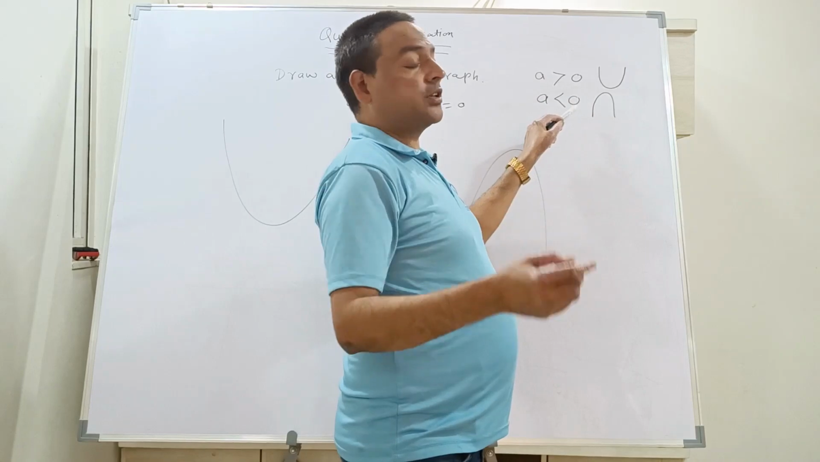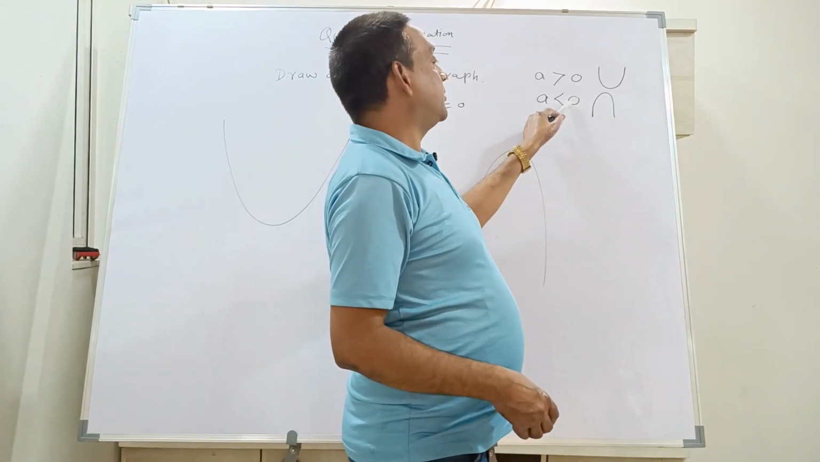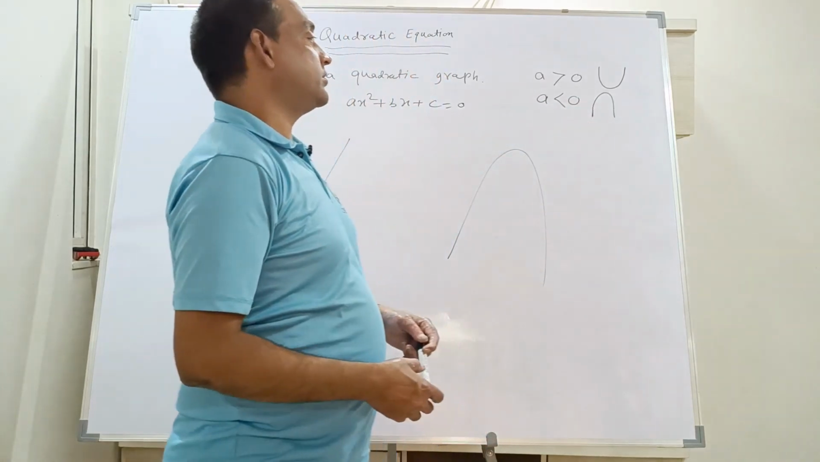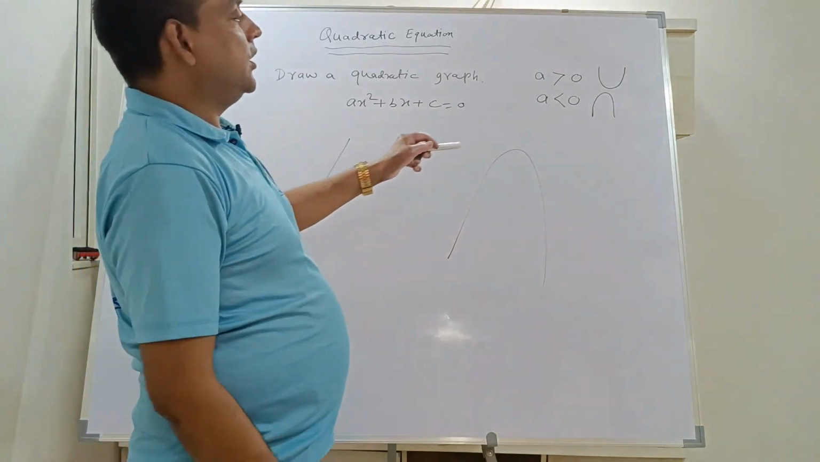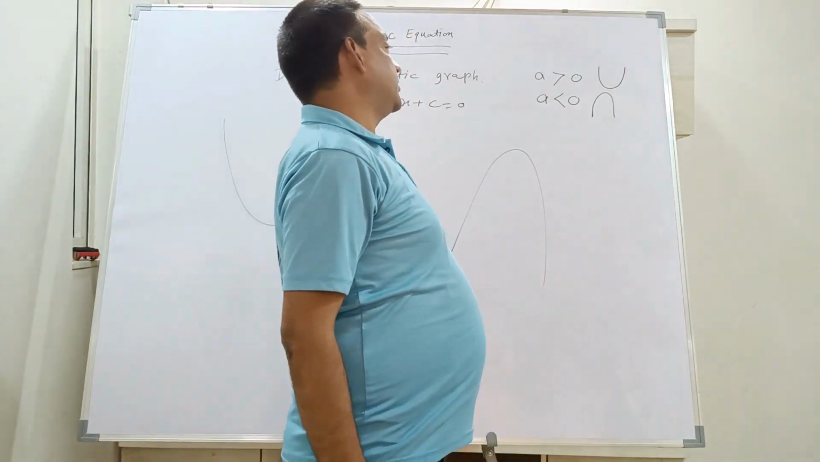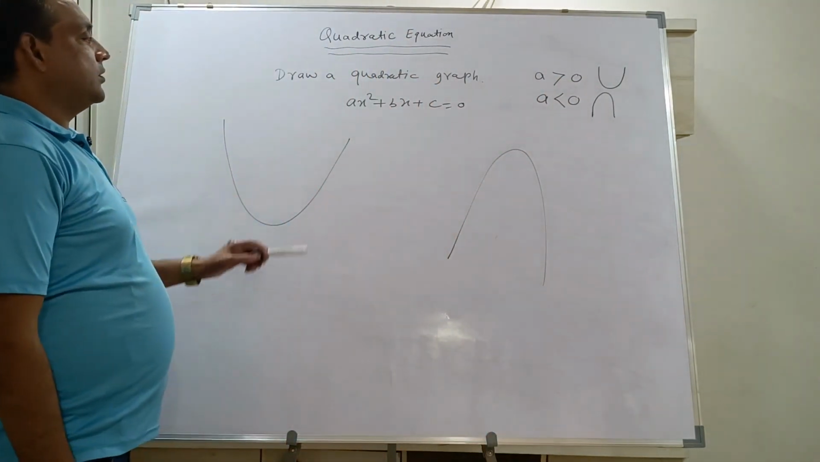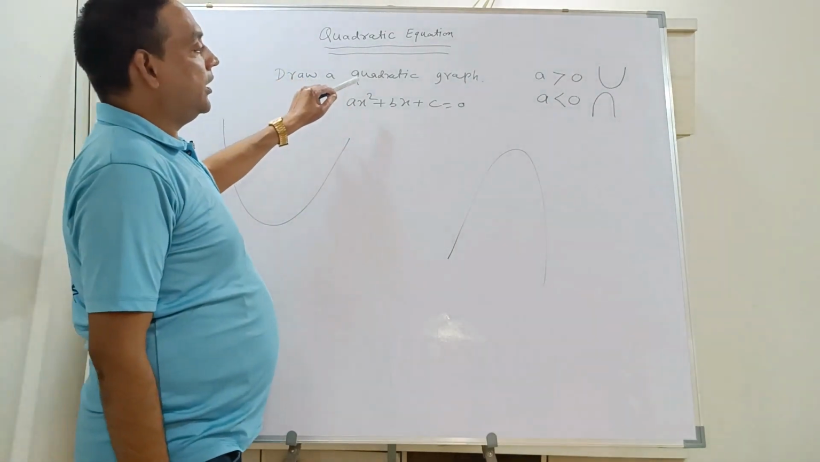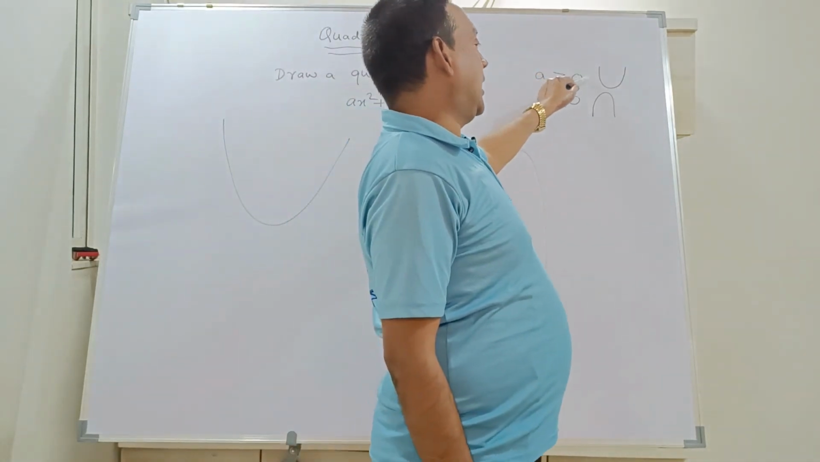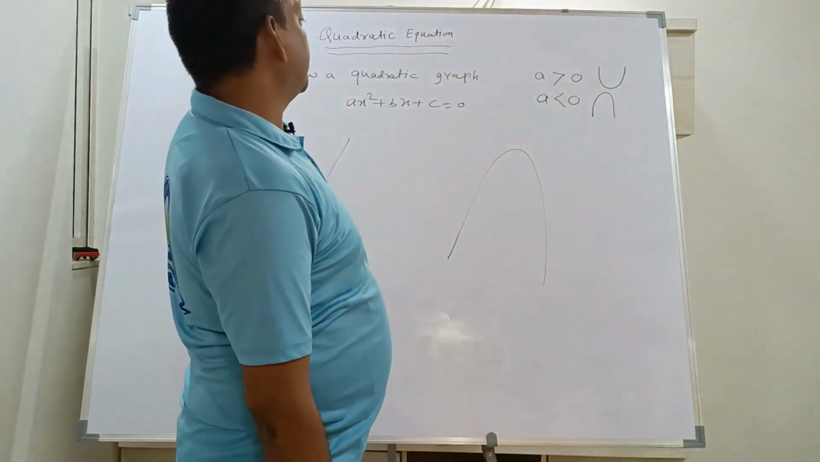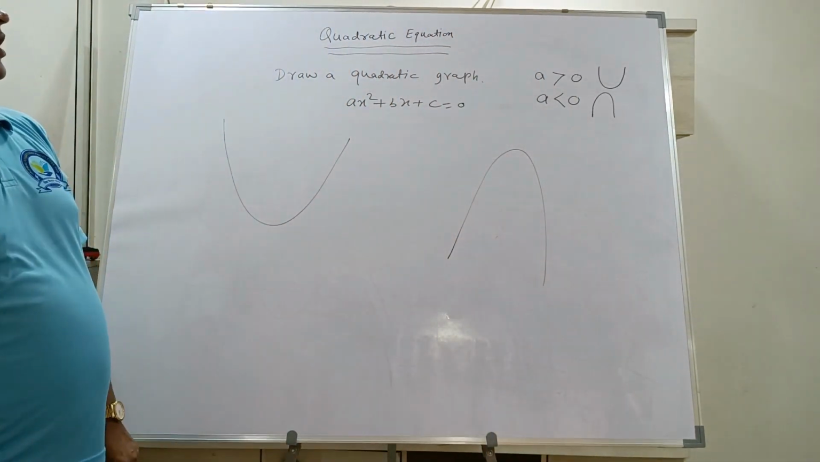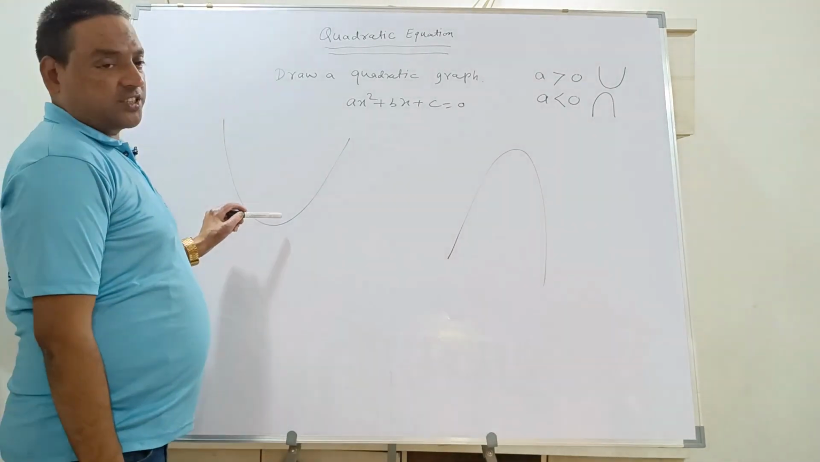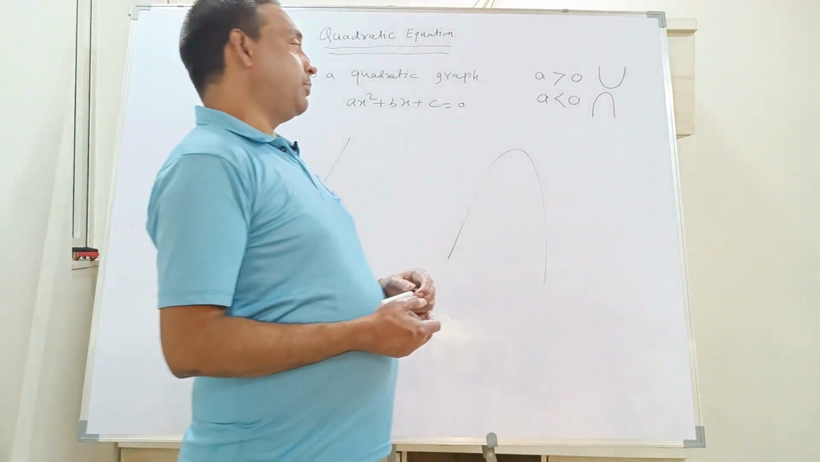If you give something, that means minus, you will be sad. So that's why they call it the sad curve, but the actual names are parabola and hyperbola. Clear? So this a will tell you whether you are getting a parabola or hyperbola, and based on this only you can say whether it has a maximum point or a minimum point.